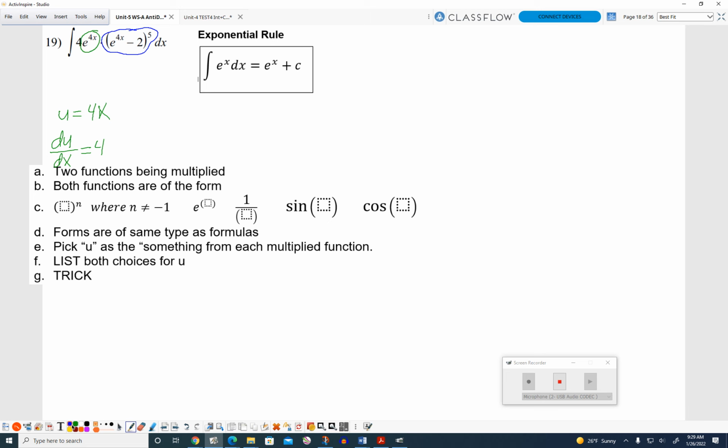Nice. The blue u is... Oh, wait a minute. What's the u? E to the 4x minus 2. There we go. Because the u is the something. Because u is special. U is smart.